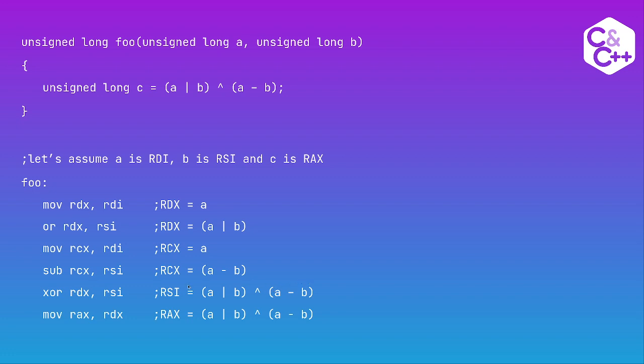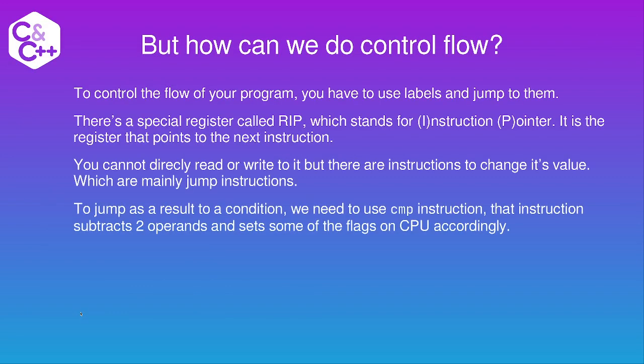And then we just have to move this last value to C. So we're just going to move RDX to RAX. Now this is basically how we write a simple function in assembly. Keep in mind, this is not actually how you write it. We're going to get to that in a few minutes.